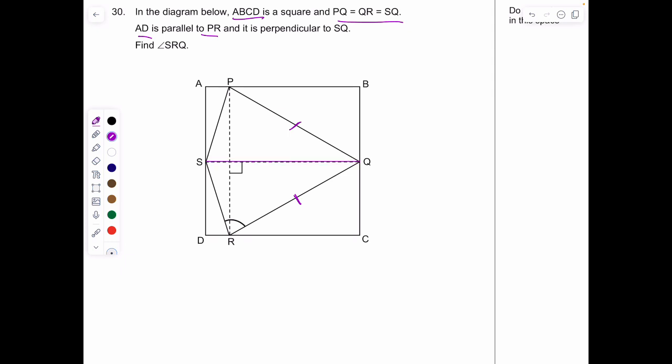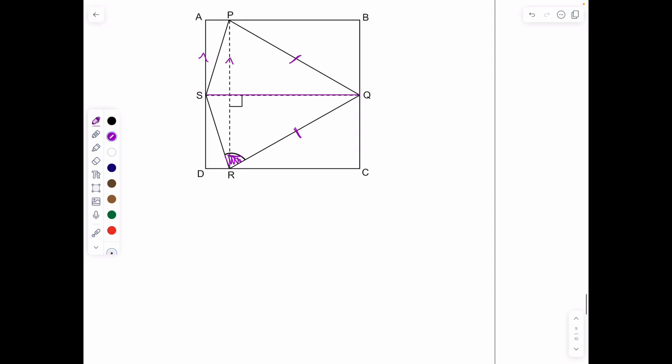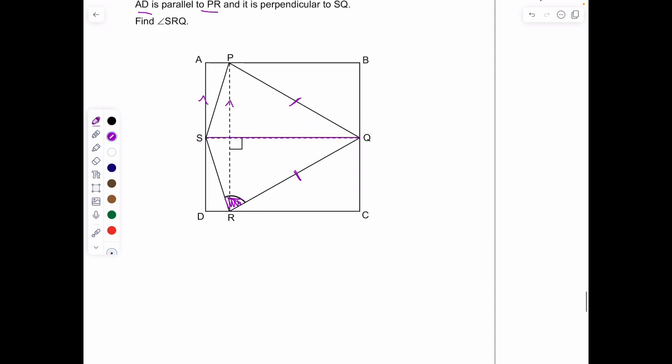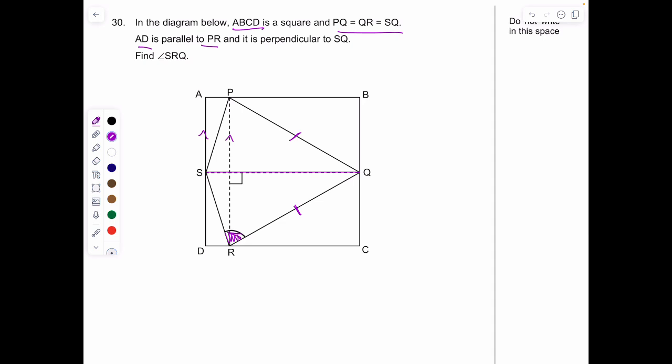This line over here, AD, is parallel to PR. So these two are parallel lines. Okay, find angle SRQ. So it's over here. Okay, so let's take a look at what we can do. So first things first, what we can understand is that this whole thing here is an equilateral triangle.